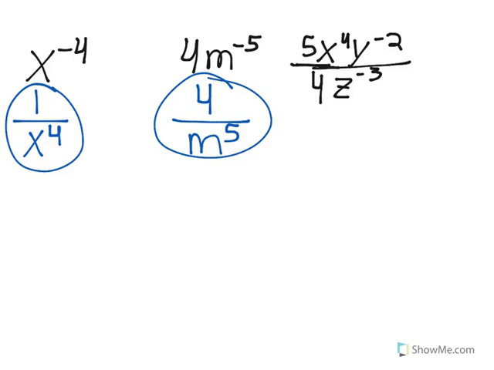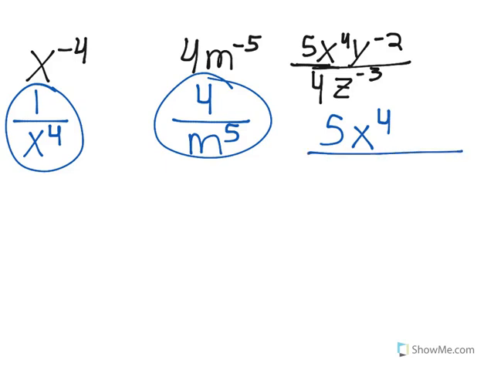Now, if you think you've got the hang of this one, try this third one on your own and hit pause and give it a shot. Alright, you'll notice that the 5x to the 4th power, none of those are negative exponents, so they're still going to stay right where they are. So on the top of the fraction.